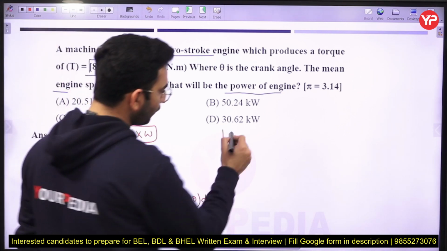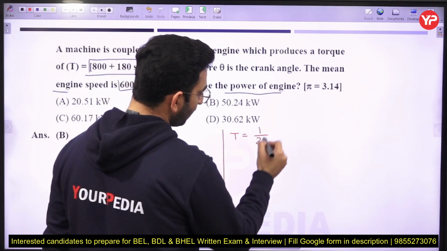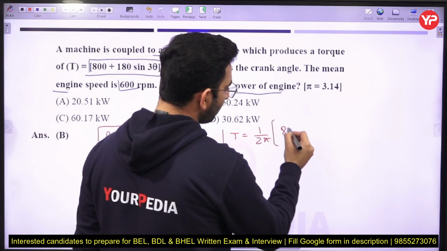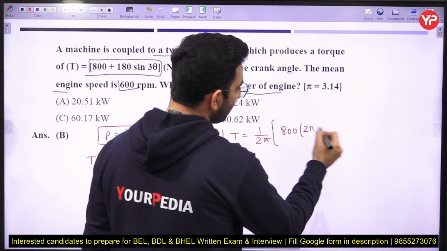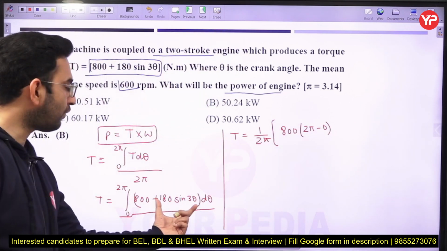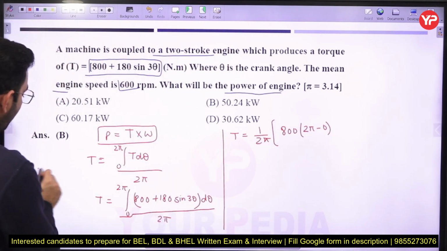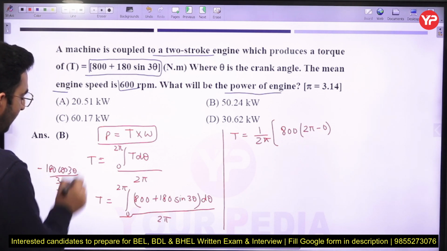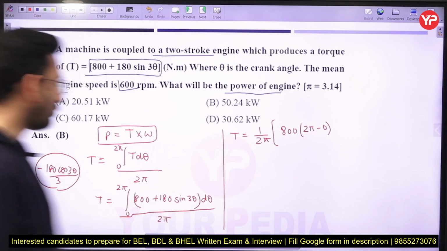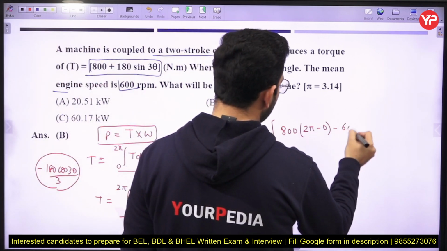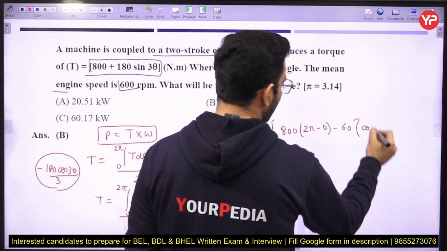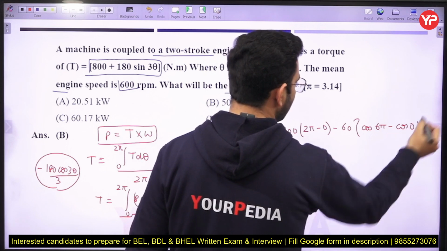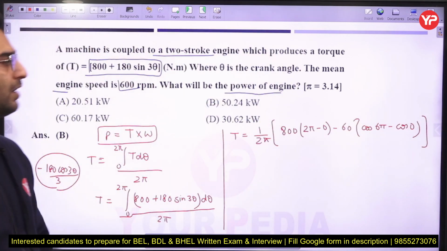So if you simplify it further, you will find 1 by 2 pi integration is going to be equal to 800 multiplied by 2 pi minus 0. Okay, the integration of 180 sine 3 theta is going to be equal to simply minus 180 cos 3 theta by 3 here. So we can say it is coming out to be around minus 60 cos of 6 pi minus cos of 0 here. Okay, so that will be the integration.